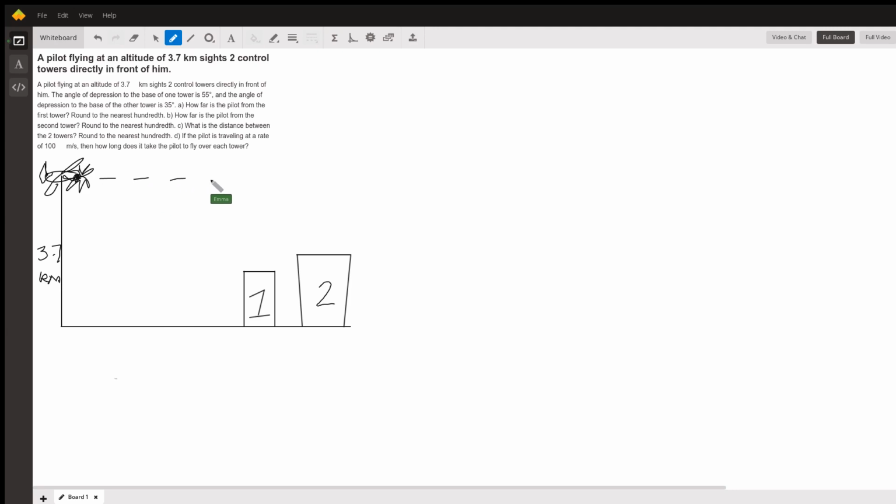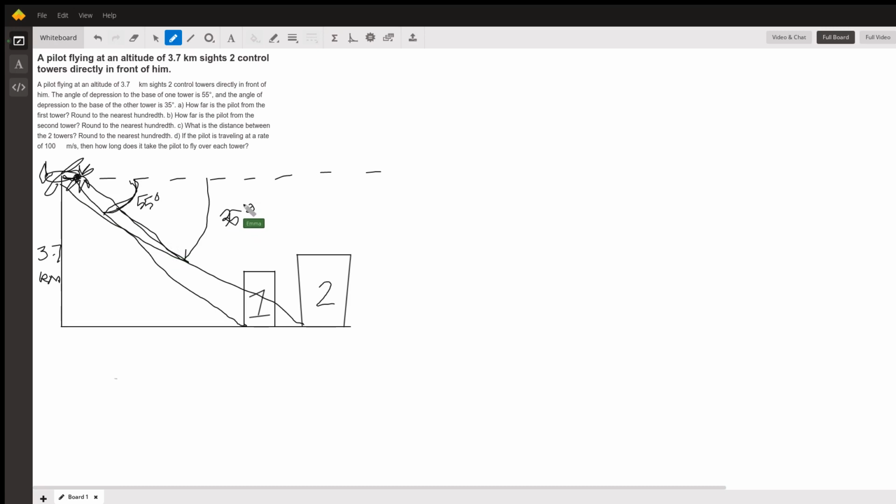So the angle of depression is the angle from this dotted line, the horizontal line, to this line. Okay, so this is 55 degrees. And then same thing for the other one. It wouldn't look like this in real life, but just so you can see it. This is 35 degrees. It would actually look more like that.